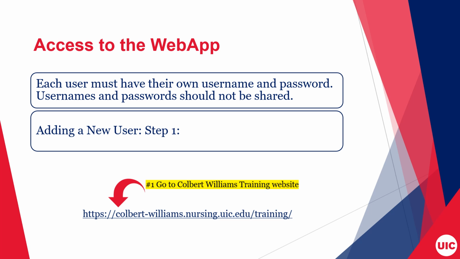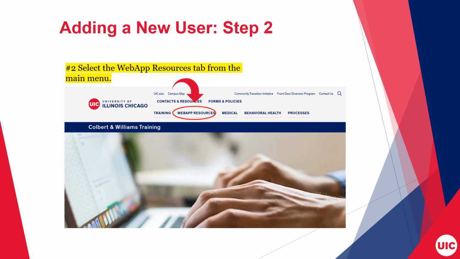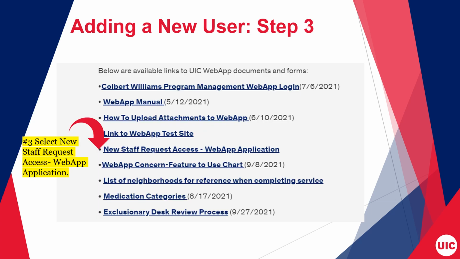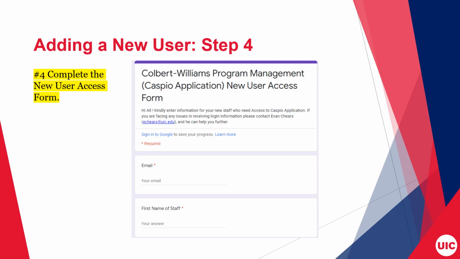To request a new user login, visit the Colbert-Williams training website at colbert-williams.nursing.uic.edu/training/. On the website, select the WebApp Resources tab from the main menu. Once in the WebApp Resources tab, select New Staff Request Access WebApp Application. This will bring up a fillable form. A portion is shown here. Complete the entire form and submit.